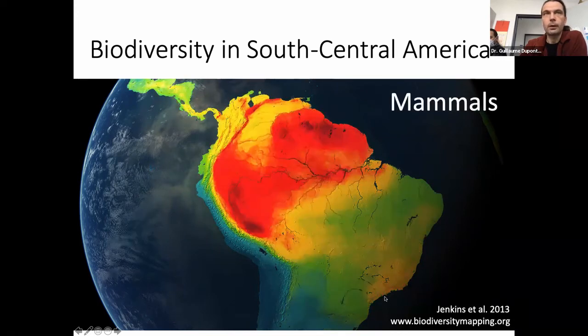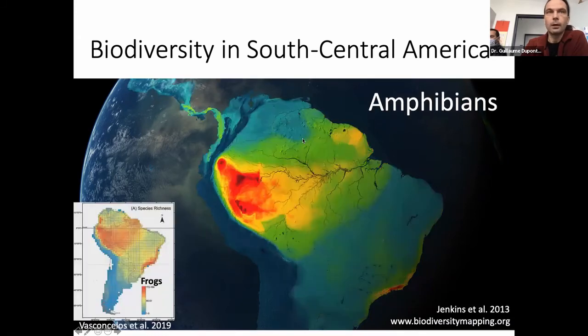If you look at mammals, we see a similar pattern here, this area in Peru, southern Peru, and here along the Maranon, one of the tributaries of the headwaters of the Amazon. This is the richest area. And again, these highlands, the Guianan highlands, Venezuelan highlands. If you look at amphibians, same, the Western Amazon basin, Peru, Ecuador, but also the Atlantic rainforest.